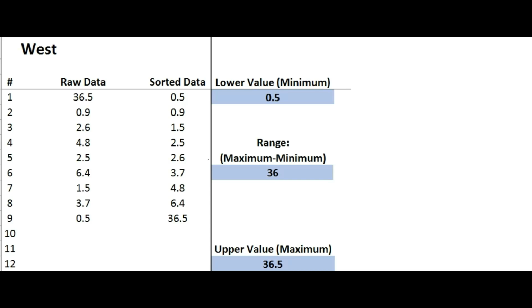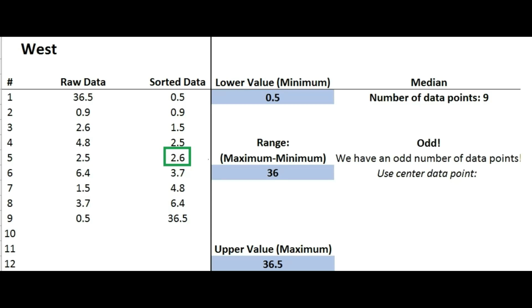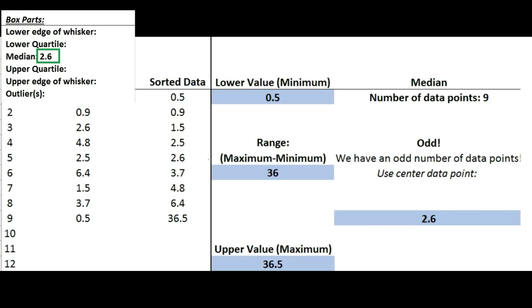Okay, now we can actually think about finding the median. We've got these numbers in order. We have an idea of what the range is going to be. So we know we have 9 data points. Like we said, we can use that center number. So the center data point is 2.6. And since that's 2.6, we know now that our median is 2.6. All right, it's pretty simple.